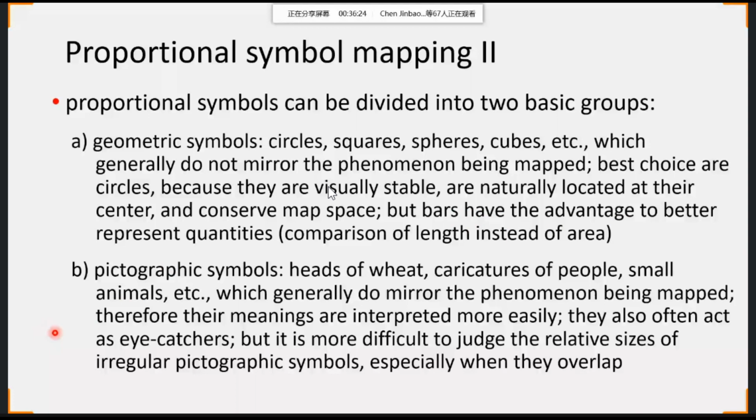They also often act as eye catchers, so they look nice. People like to look at that. I'm more interested in taking a closer look if I see such maps. But it is more difficult to judge the relative sizes of irregular pictographic symbols, especially when they overlap. So they have this clear disadvantage.